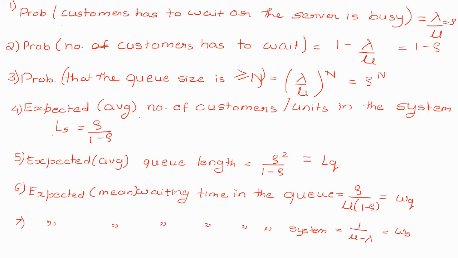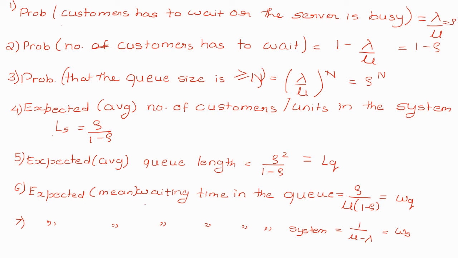Expected number is the same as the average number, or the mean number of customers, units, individuals; they are one and the same terms. It is given by rho upon 1 minus rho. Then the expected or average or mean queue length is rho square upon 1 minus rho. You will be clear with these terms when we solve the examples.